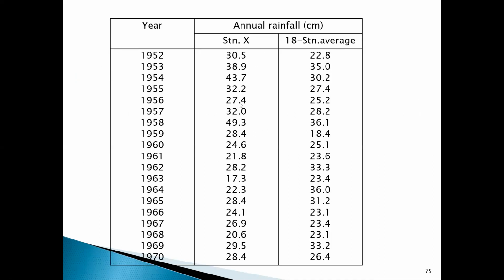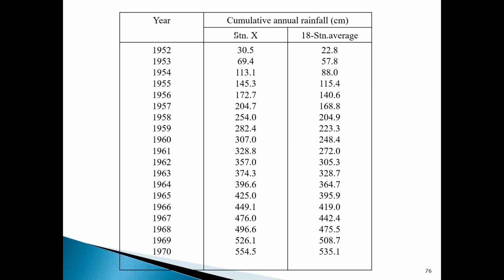At station X, you have the annual average rainfall, and also for the surrounding 18 stations, you have the average annual rainfall. Then what you have to do is calculate the cumulative values of rainfall at station X and also at the surrounding 18 stations. Once you find these cumulative values, you can plot the double mass curve, which is a plot of cumulative rainfall at station X against cumulative rainfall for the 18 surrounding stations.